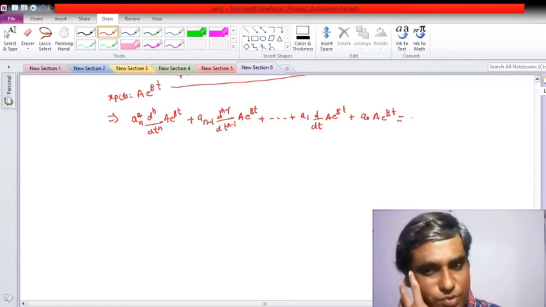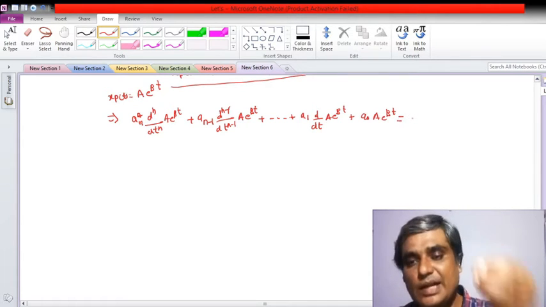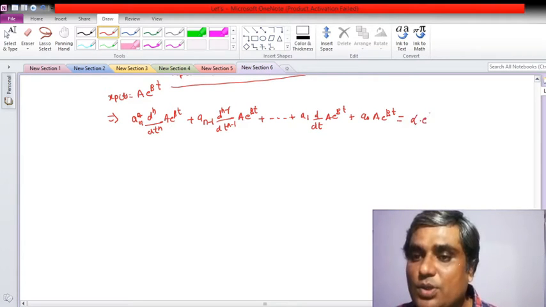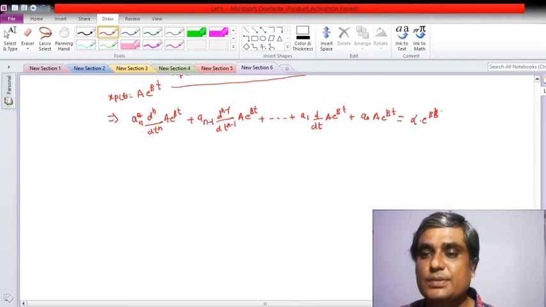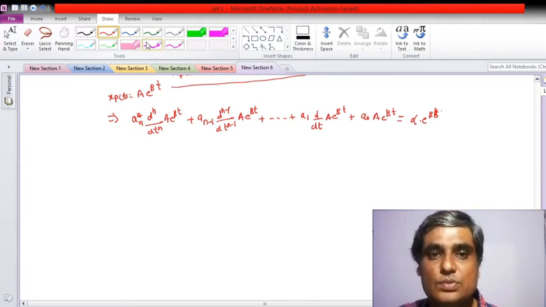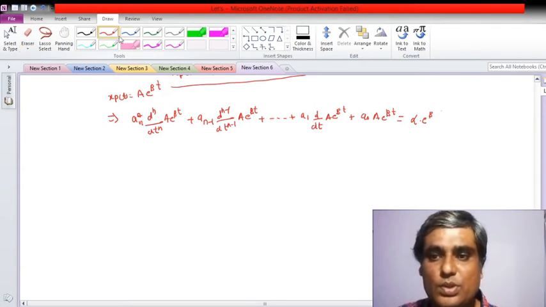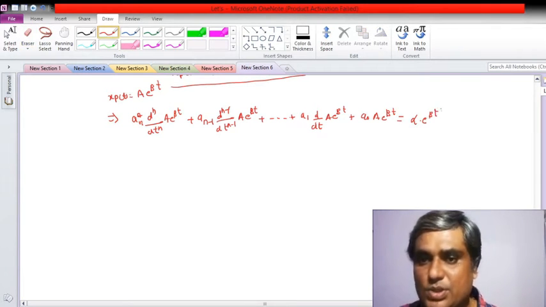So what is the general forcing function? Any function, try to express it into exponential form, so alpha into e raised to beta t, this way. Let me rewrite it as alpha into e raised to beta t, this way.